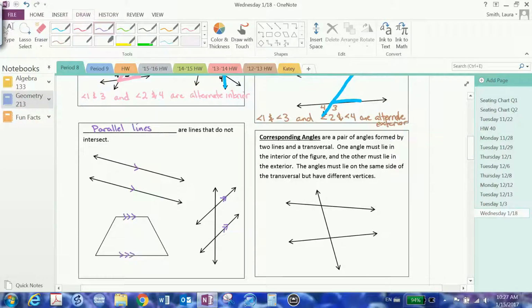We cannot assume parallel. All right, this is important, just like we cannot assume right angles. We cannot assume parallel. So we have to be told that they're parallel in order to make these tick marks. I'm going to write this in.